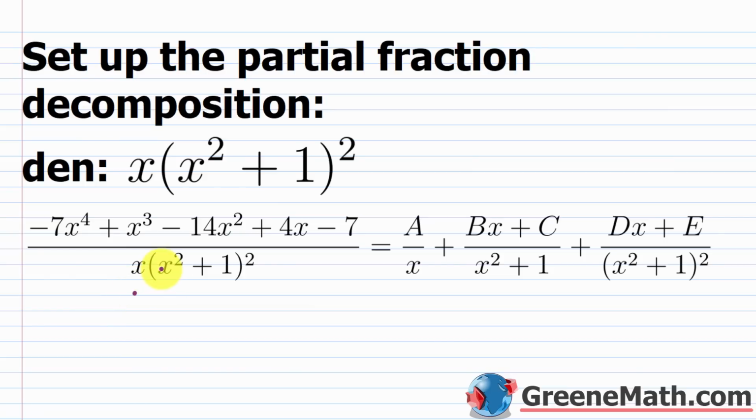And then because this guy is an irreducible quadratic that's being squared, well, again, you want to say that you have Bx plus C over x squared plus 1. So again, you could wrap this and put this to the 1st power to make that more clear. And then you have plus your Dx plus E over x squared plus 1. So this quantity is squared. So you've got to have a fraction for the 1st power and then also for the 2nd power.